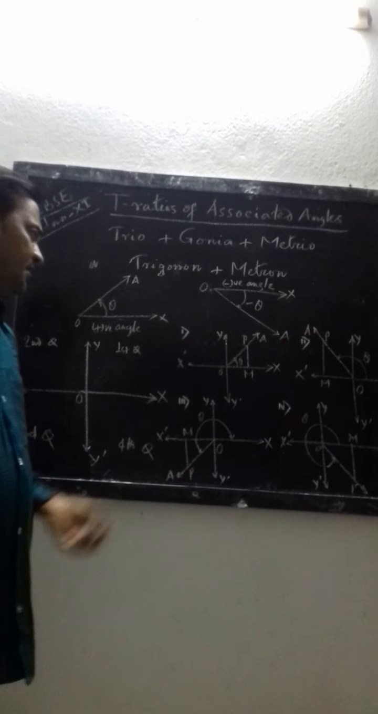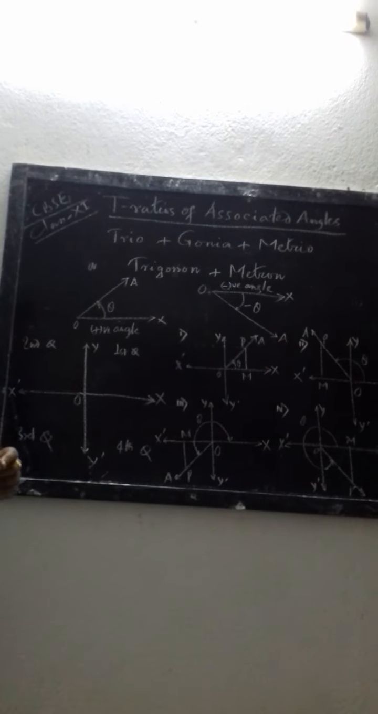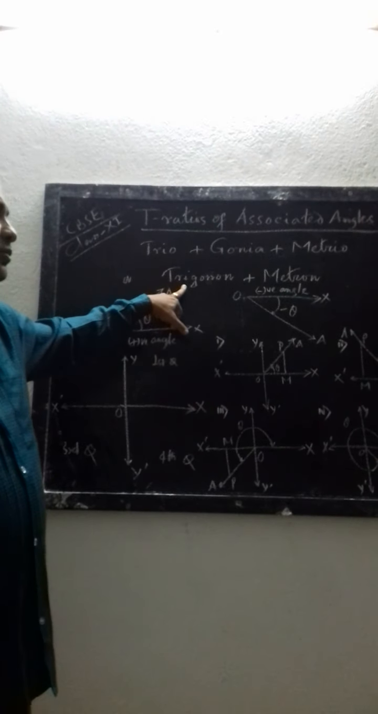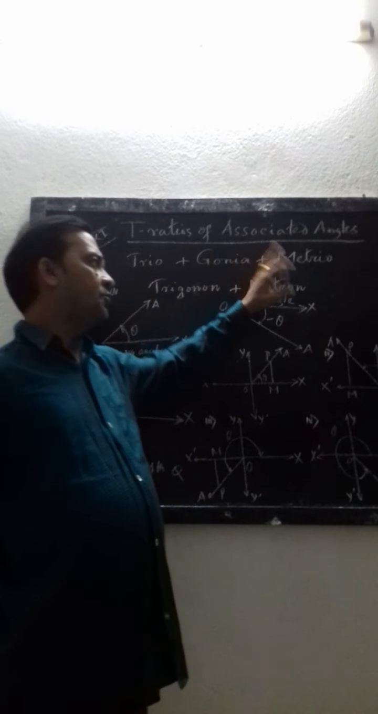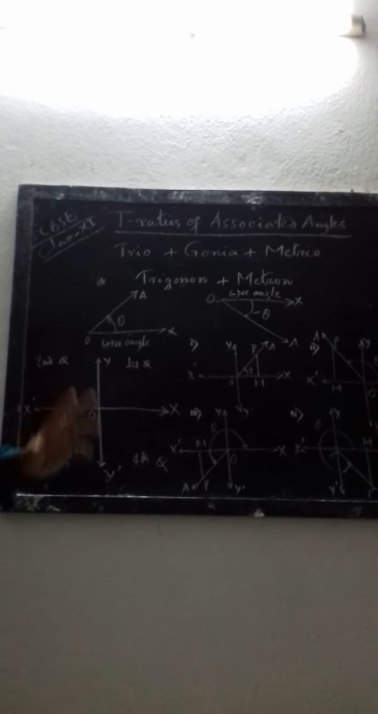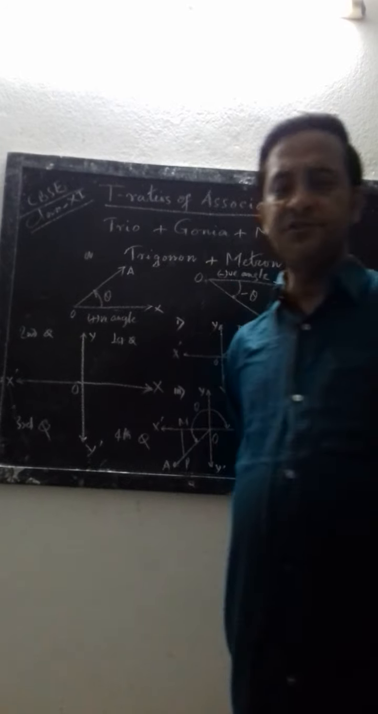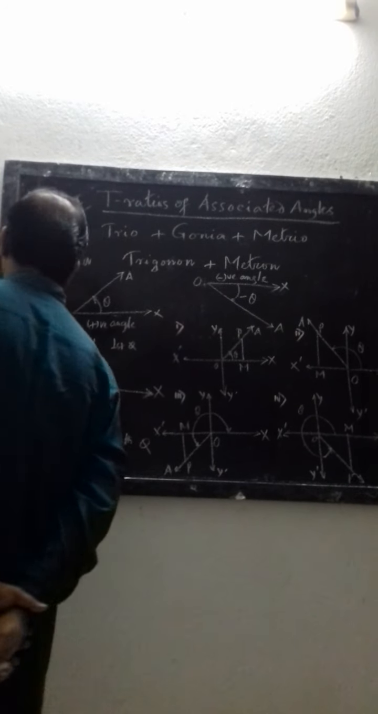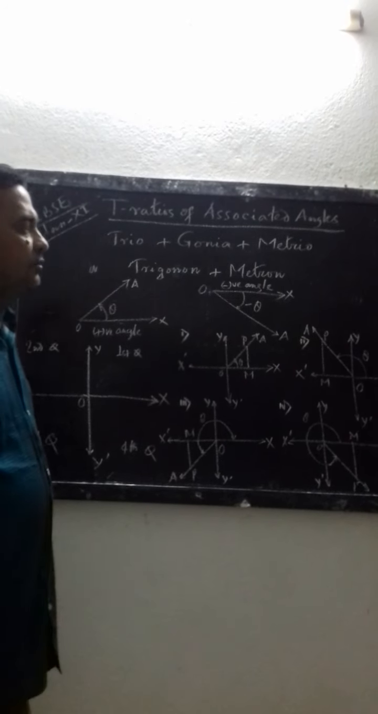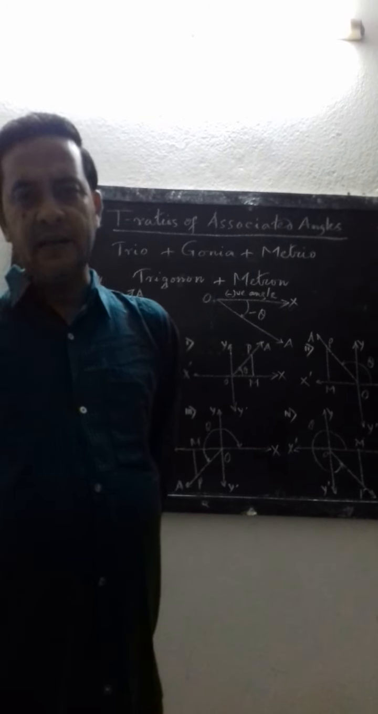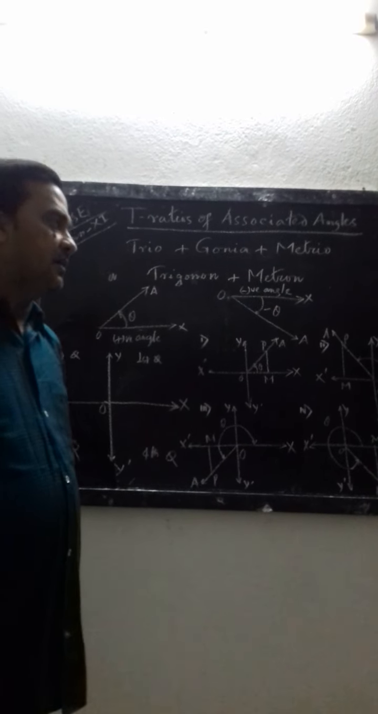On the other hand, we can say that the word trigonometry is the combination of two words. Number one, trigonon, which means a triangle, and number two, metron, which means a measurement. So we can say that trigonometry is that branch of mathematics which determines the relationship between three angles and three sides of a triangle.